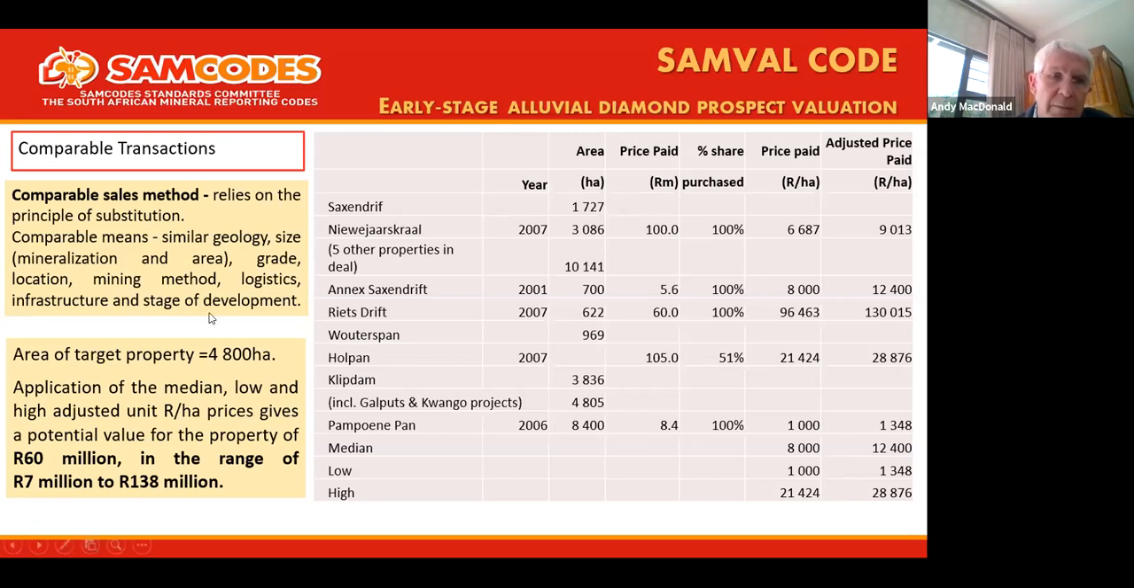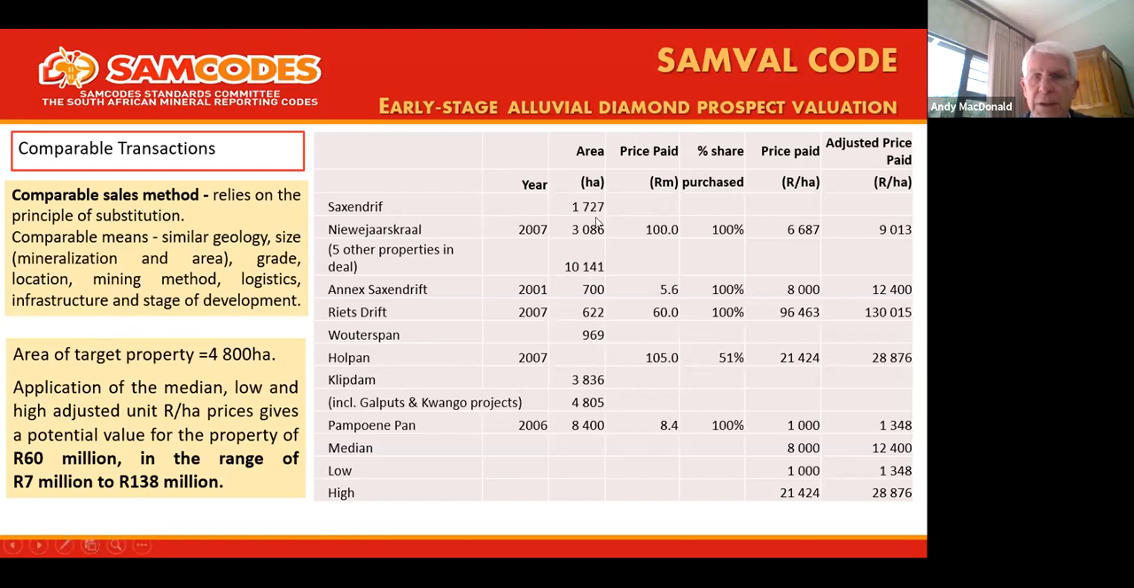Now, there's a whole number of things here when they talk about comparable. So similar geology, similar size, mineralization, grade, location, mining method, logistics, infrastructure, and stage of development. Now, bear this last one in mind, and we'll come back to that a little later.